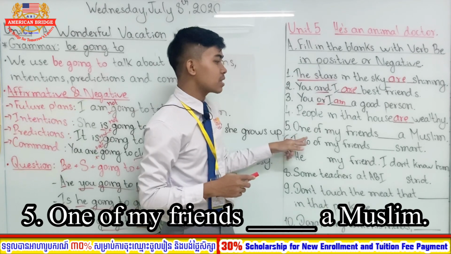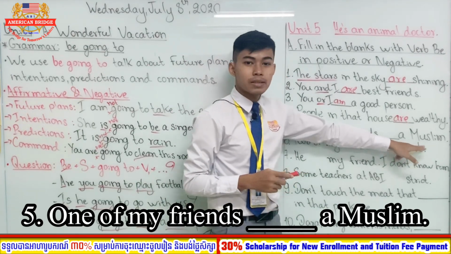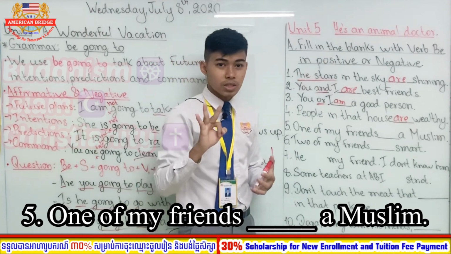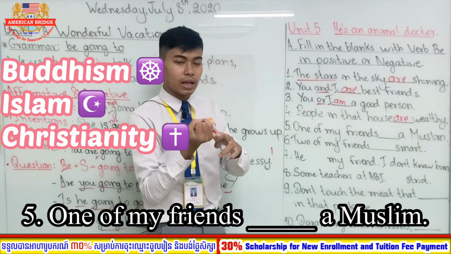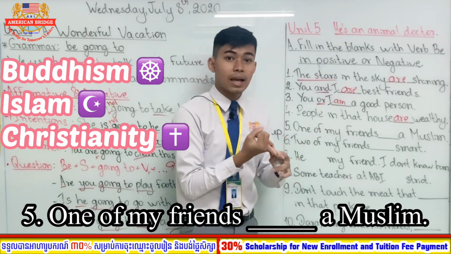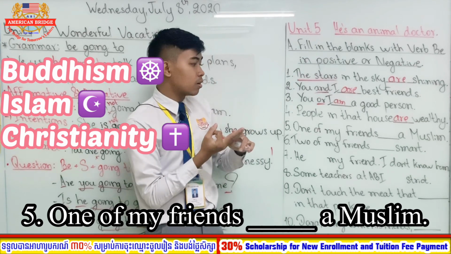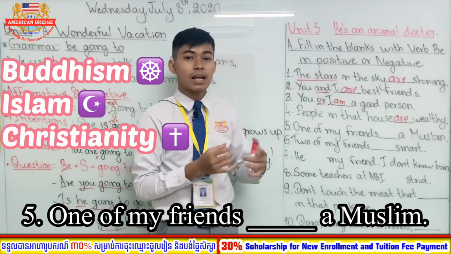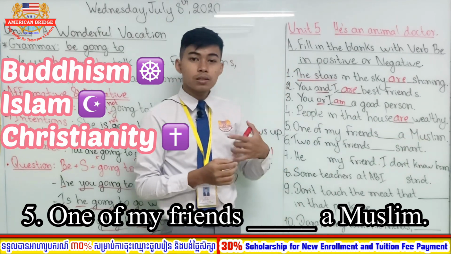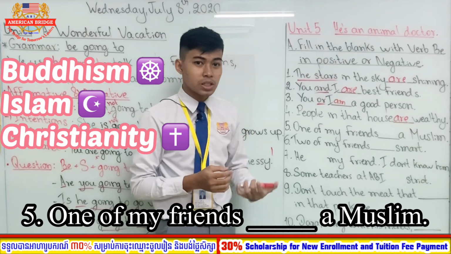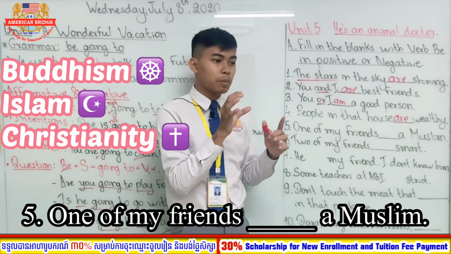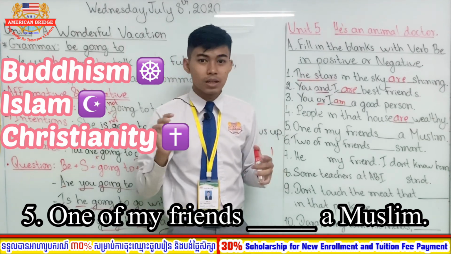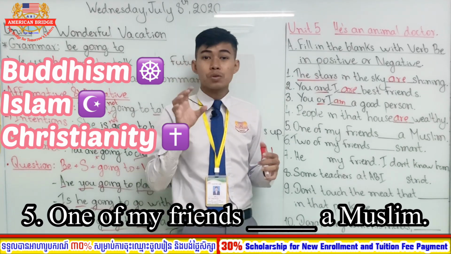One of my friends, a Muslim. You know, Muslim is a person who follows Islam. In Cambodia there are 3 main religions: Buddhism, most of you, and then Islam, and then Christianity. A person who follows Buddhism we call Buddhist. A person who follows Islam we call Muslim. A person who follows Christianity we call Christian. So Muslim we refer to people who follow Islam, Buddhist people who follow Buddhism, Christian people who follow Christianity.